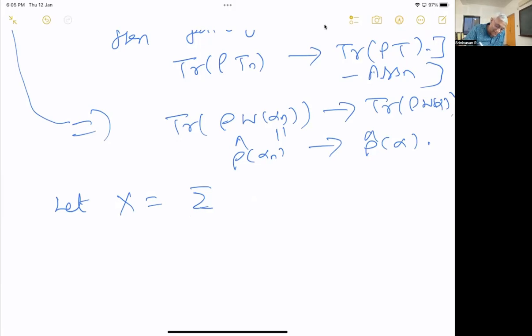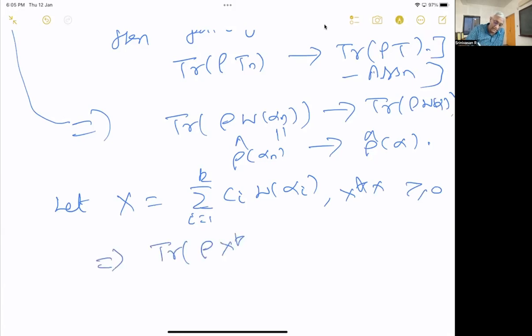So let X equal the sum over i equal to 1 to K of c_i W of alpha_i. You just take this operator. Then we know that X star X is greater than or equal to 0, where star is the adjoint. So this implies trace of rho X star X is greater than or equal to 0. You know why this is true. Trace is a positive linear functional, it takes positive operators to positive values.